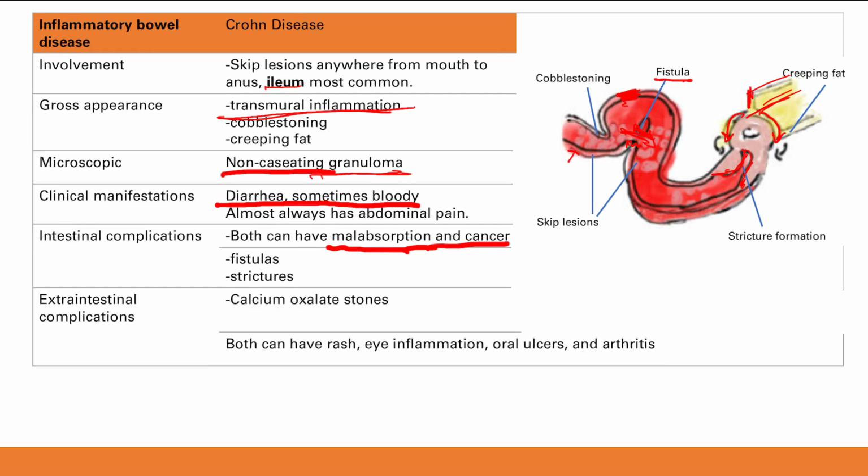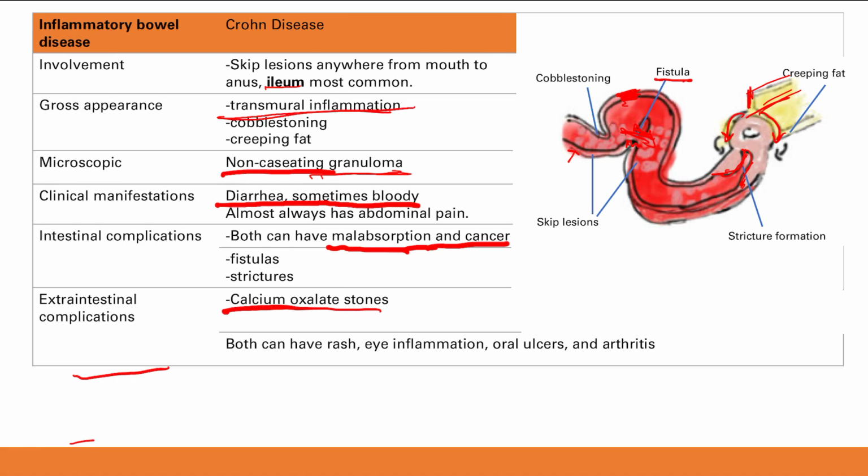Extraintestinal complications: calcium oxalate stones. Now I'm going to explain how this happens. This is lower yield, and it's going to take a little bit of concentration to understand why it happens. If you want to just brute force memorize it, just zone out and review what I just told you. But I'm going to explain it now.